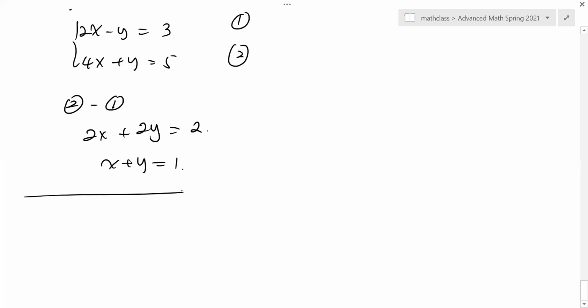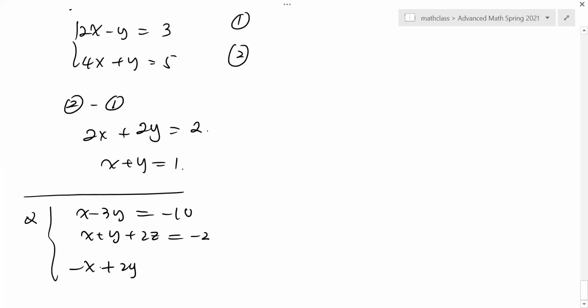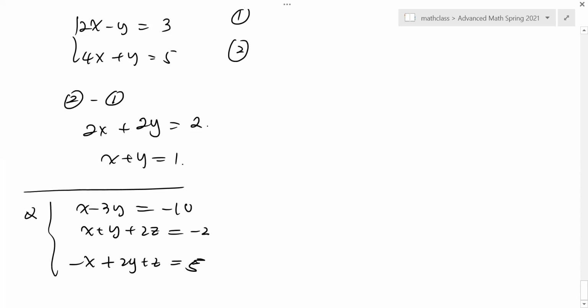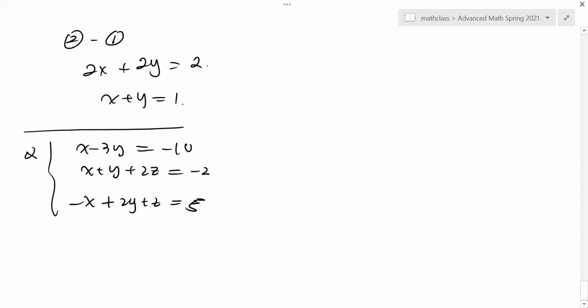Now we have to deal with 3 variables. x minus 3y equals negative 10. x plus y plus 2z equals negative 2. Negative x plus 2y plus z equals 5. Wow. So 3 equations, 3 variables. How can we do that?